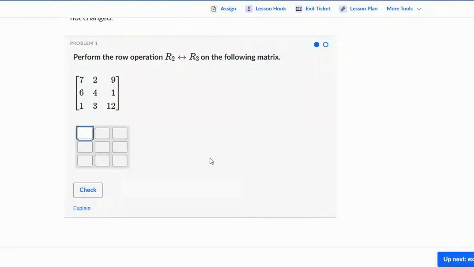So what's that mean for the first row? Nothing. It stays the same. 7, 2, and 9. That's the first row. What else do we know?